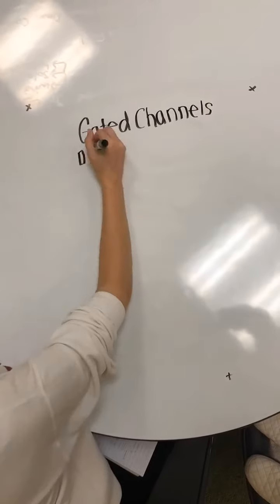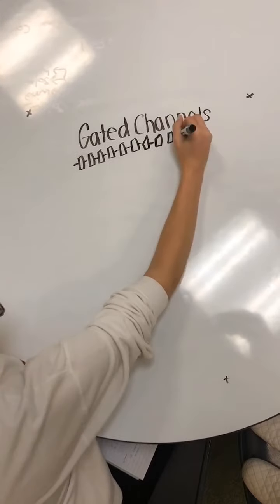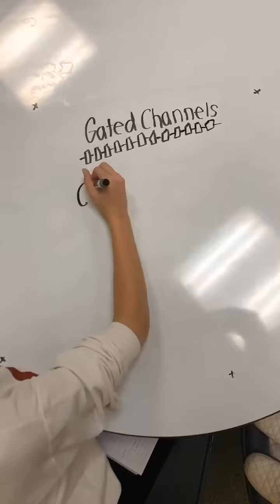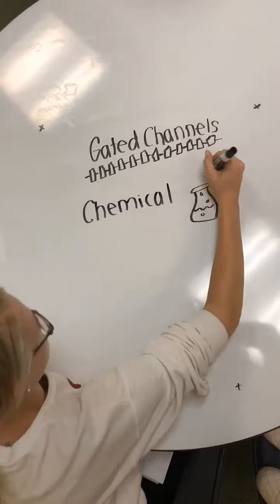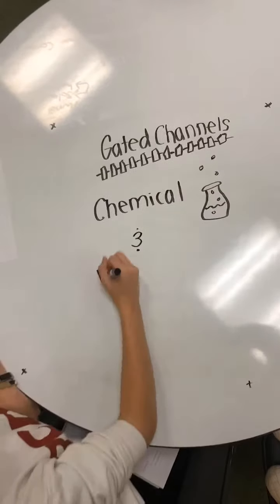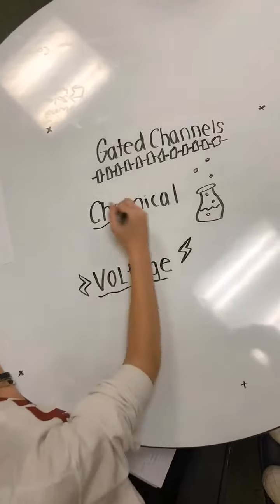Next, we will be describing gated channels. These are channels that require something in order to be activated, open, or close. We have several different types. Two that we will discuss are chemical and voltage. Chemical requires a certain chemical in order to open or close the gate, and voltage requires a certain amount of volts in order to open or close.